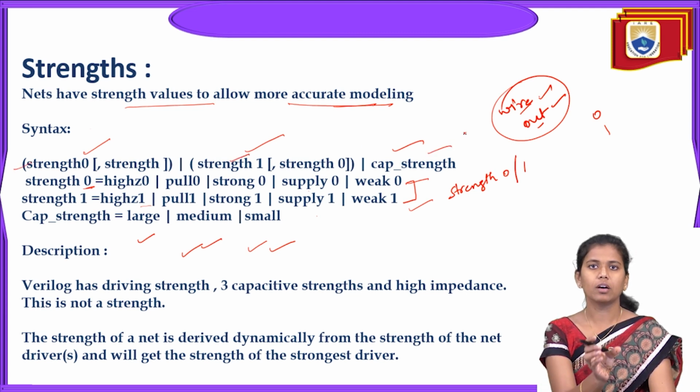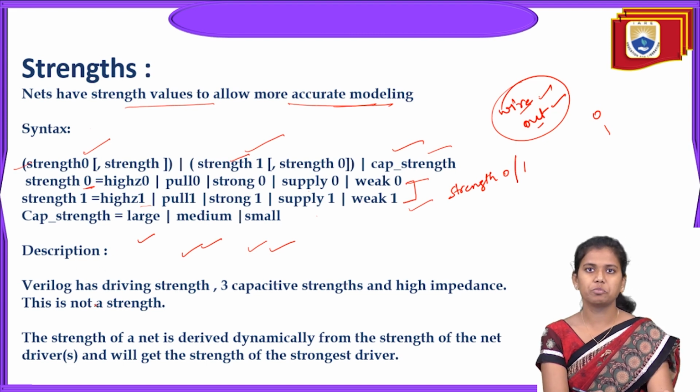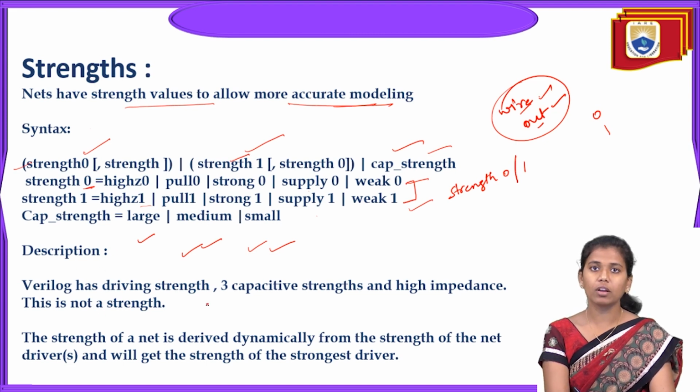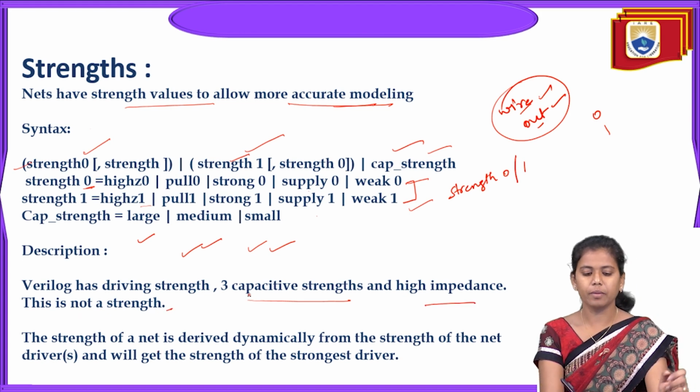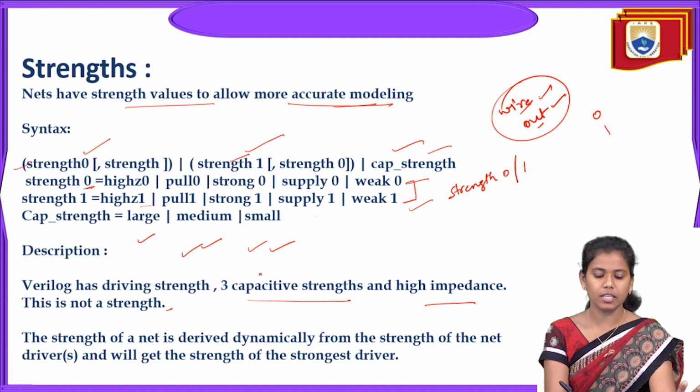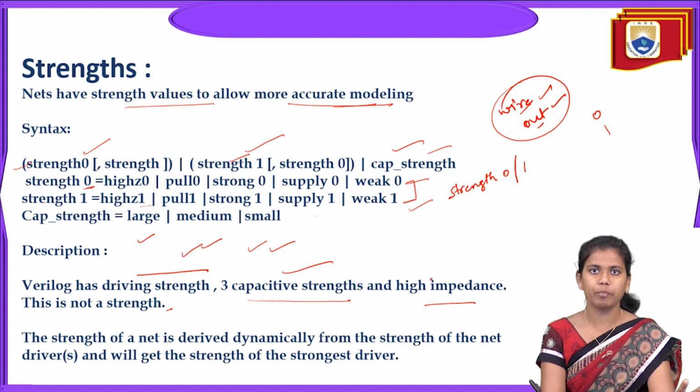Each and every strength we can write in terms of round brackets and square brackets. And then coming to the description, it talks about the Verilog driven strength. Regarding the strengths, in the previous classes we discussed the strength based on the variables, and the strength is decided based on the values the variable is holding, right? So the Verilog has driven strength, 3 capacitive strengths and high impedance. This is not a strength. So the Verilog has 3 terms: driven strength, capacitive strength and the high impedance strength.